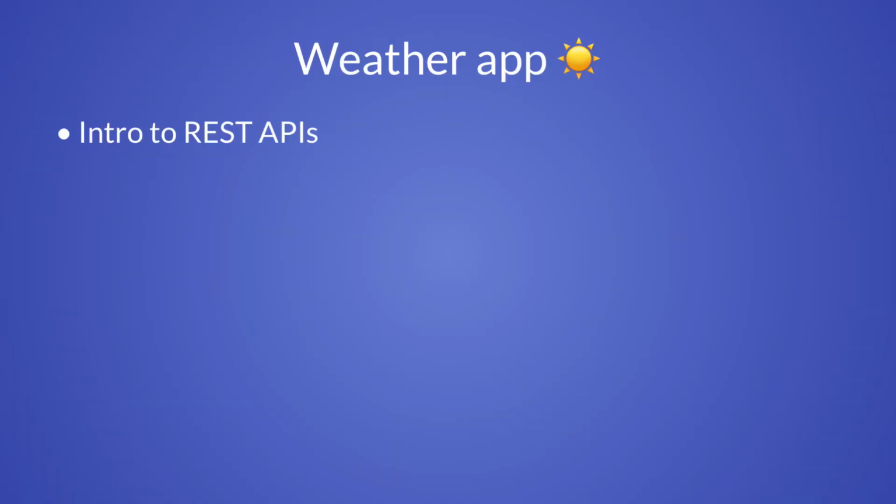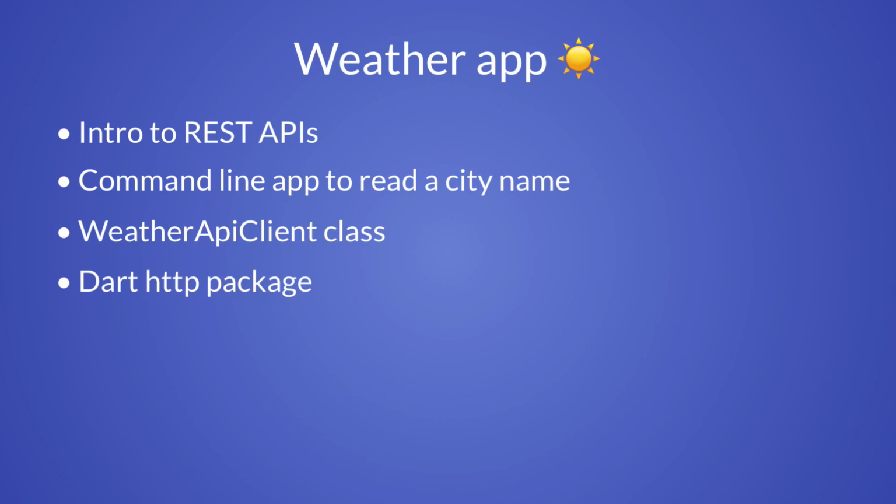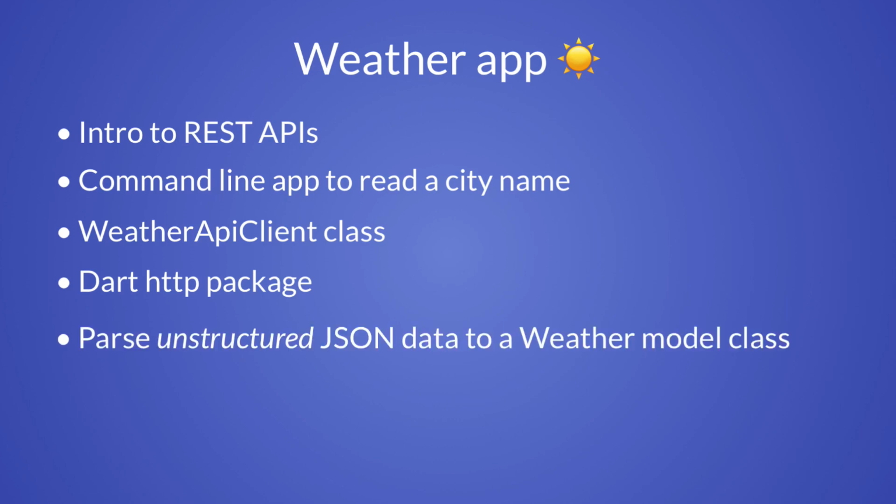We will start with a brief introduction to REST APIs so that we can better understand how a client app can make a request to get some data from the server. Then we will create a new project and set up a simple command line app that can read the name of a city as an argument. Once we have this, we will create a Weather API client class that will hold all the networking code for our project. And we will use the Dart HTTP package to make an API request and get the response data in JSON format. We will also see how to parse the JSON data into a weather model class using a factory constructor.